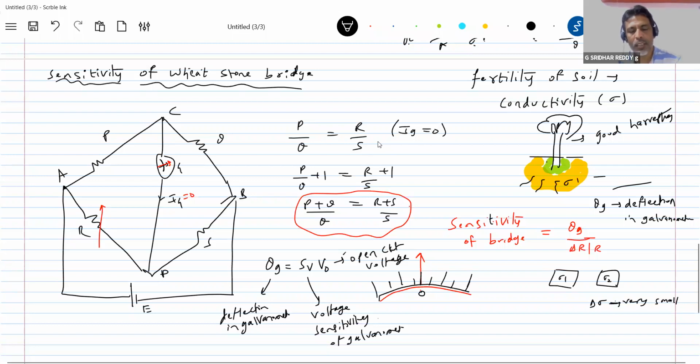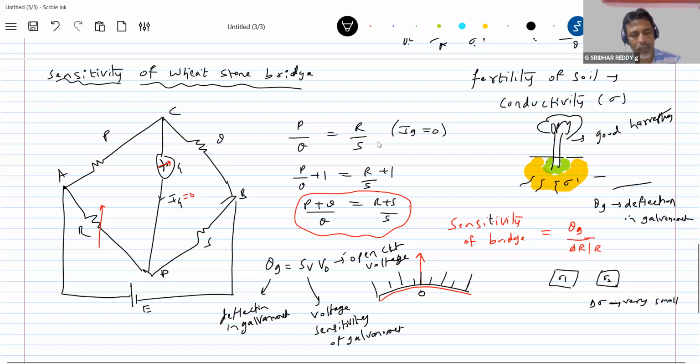The open circuited voltage means that if I choose a galvanometer of some resistance, I'll measure the drop across it. That is the open circuited voltage. We define that the deflection in the galvanometer depends on these parameters. How do you define voltage sensitivity? Deflection per unit voltage. I think that's justified, no? Deflection is theta G, which will be in radians. So deflection per unit voltage is what we define as voltage sensitivity.